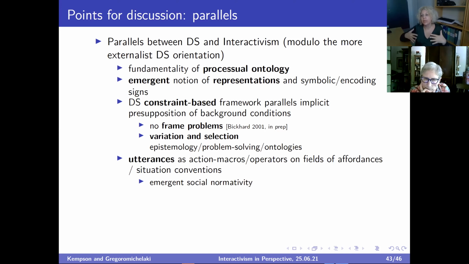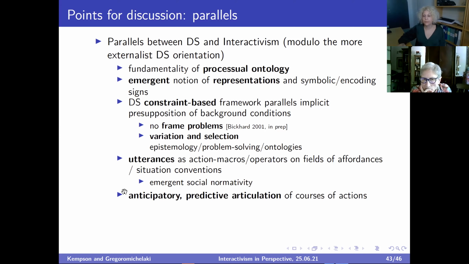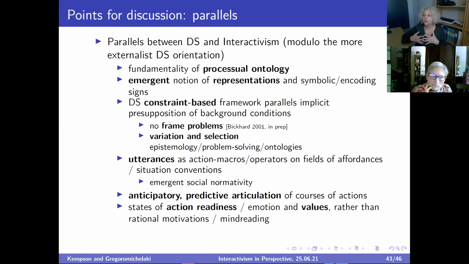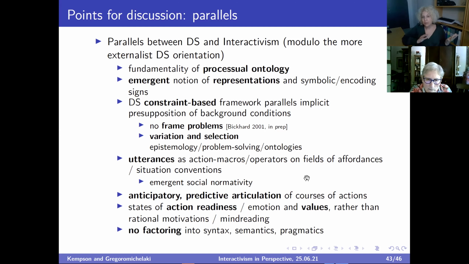Moreover, we also seem to agree in taking utterances or verbal action as operators on fields of affordances rather than encodings with representational contents. We also attribute a lot of significance to the fundamental nature of language as being anticipatory or predictive. We also attribute action selection and agent motivation basically to emotional states and values rather than rational choices and mind reading capacities. And these assumptions lead, in the domain of linguistics, to assuming domain general processes to ground the phenomena, rejecting the fractionation of the field into distinct subdisciplines.